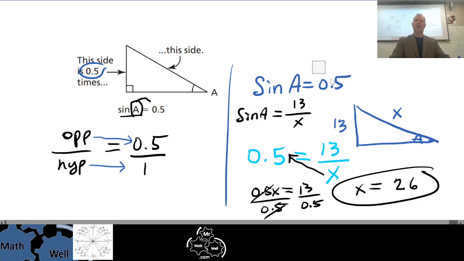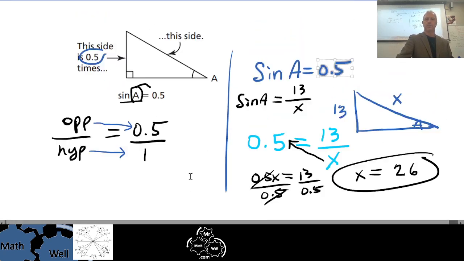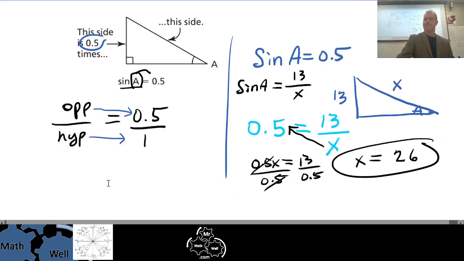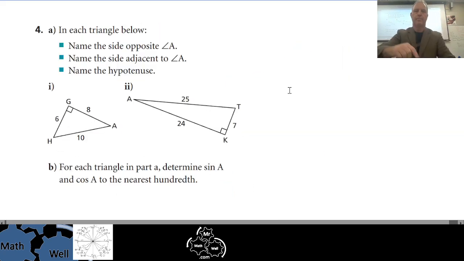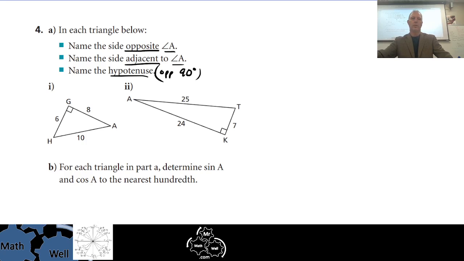Okay, so the sine ratio is equal to the ratio of the opposite over hypotenuse. Questions? All right, so the question in your assignment gives us this right here, and it says in each triangle below, name the side opposite angle A, name the side adjacent to angle A, and name the hypotenuse. Notice the hypotenuse is not really related to one of the angles, it's just always opposite the 90 degree angle, right? So let's do this together.